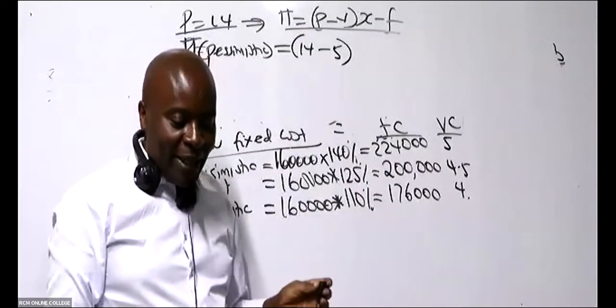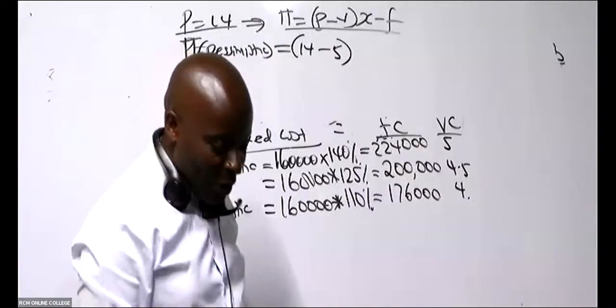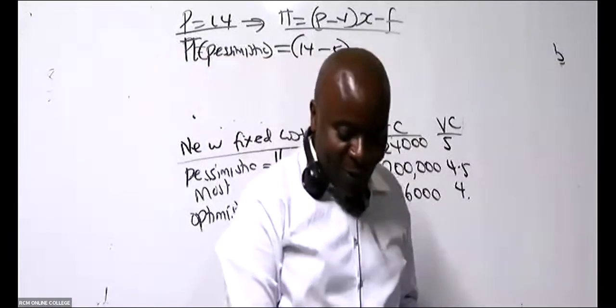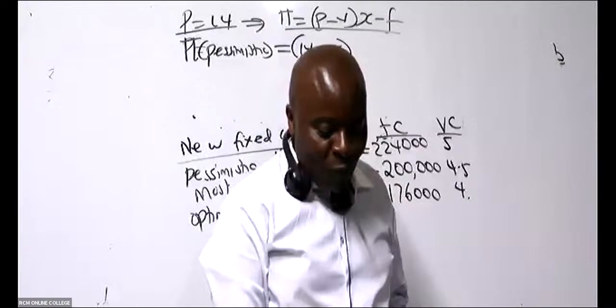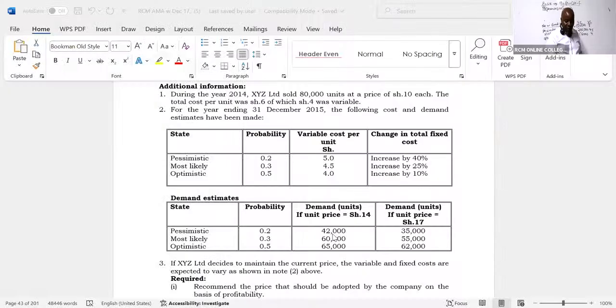Most of them can't see it because in an exam, most of them will use 80,000. No. Under the price of 14, you can see the demand, which is the same as quantity: 42,000. So times 42,000 minus fixed cost under pessimism, which is 224,000. Great. Go ahead, ladies and gentlemen, and give us an answer there.